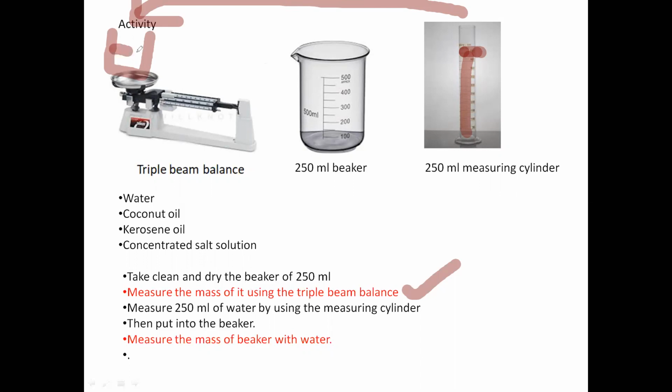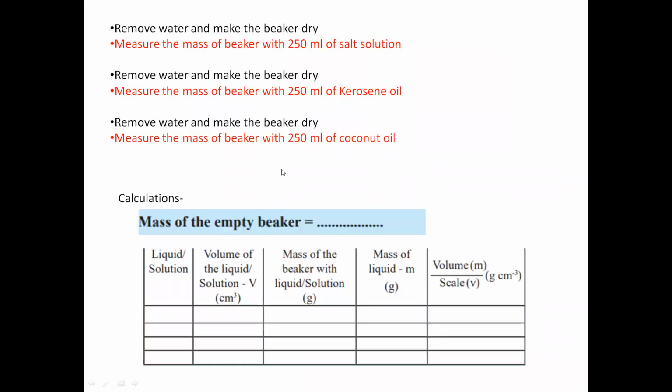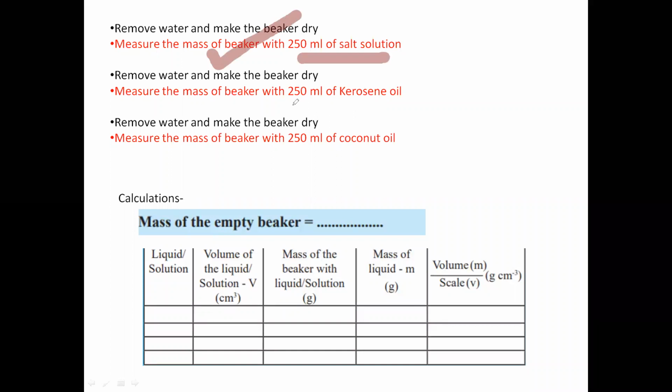So now you can measure the mass of the beaker with 250 milliliters of water. Now this is the second measurement that we have to take. Then likewise we have to measure the mass of the beaker with 250 milliliters of salt solution, 250 milliliters of kerosene oil, and 250 milliliters of coconut oil. Measure the masses of each solution, with equal volumes.